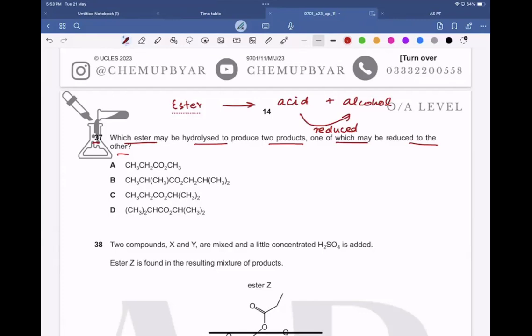Okay. So it is only possible when it's a symmetrical molecule. If you hydrolyze this one, you are getting CH3CH2CO2H and methanol. If you reduce propanoic acid, you are not going to get methanol, you are going to get another product, not the same one. Okay, so A goes wrong.